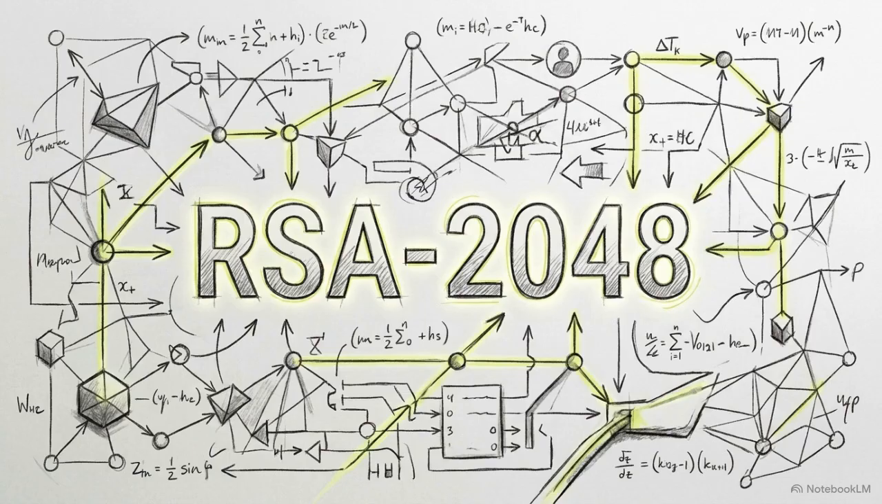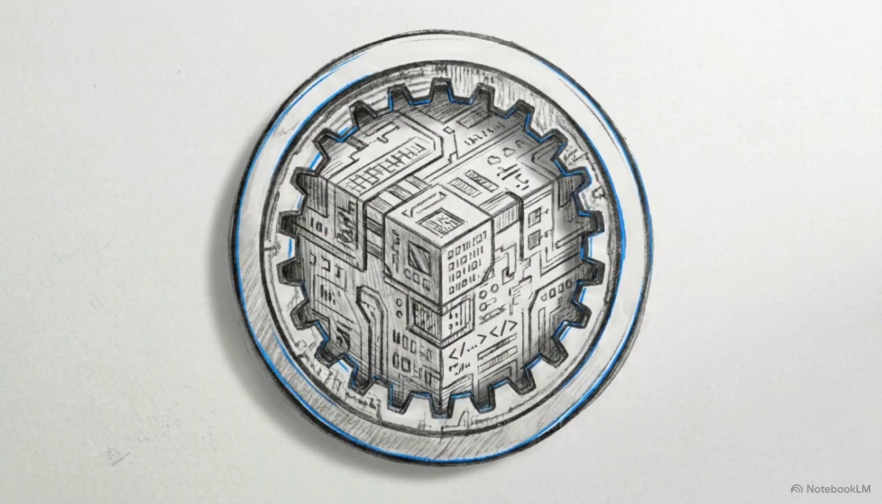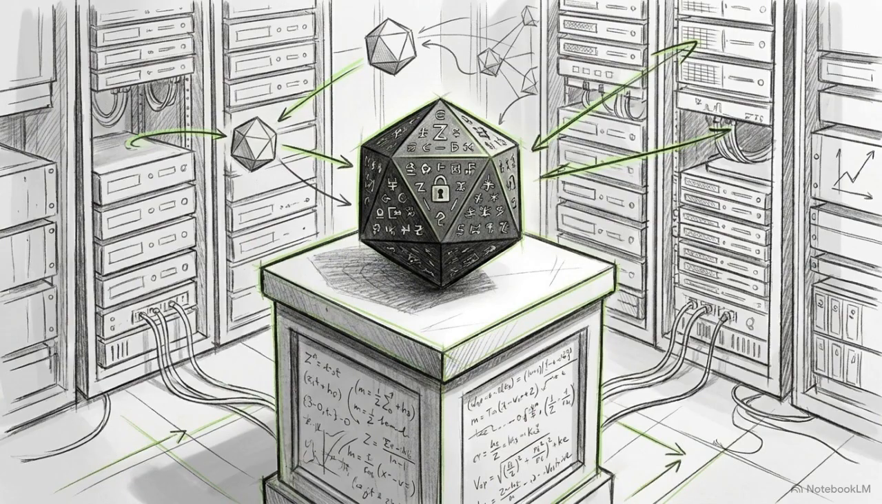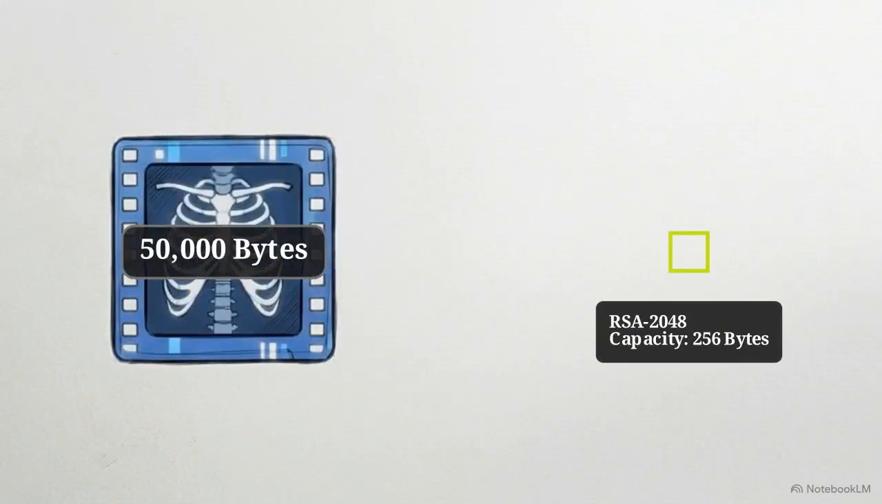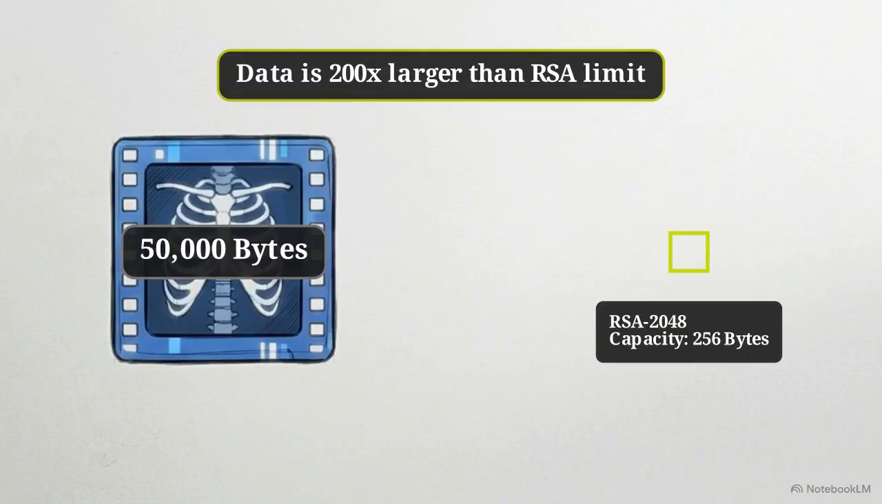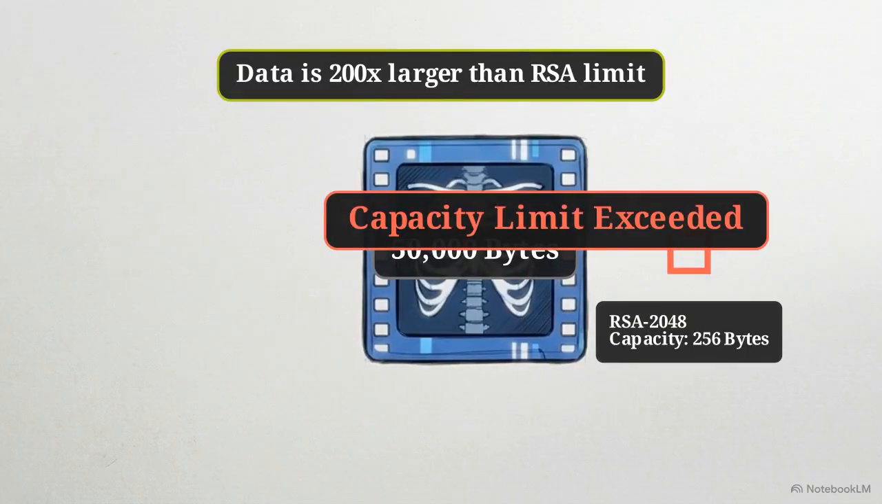To solve for key distribution, we introduce a second algorithm, RSA 2048, an asymmetric encryption system. This utilizes a public and private key pair. The public key is shared to encrypt data, but only the mathematically linked private key, held only by the server, can decrypt it. The limitation is capacity. RSA 2048 is restricted to a maximum payload of 256 bytes. Our X-ray is 200 times larger. If the system attempts to encrypt the bulk image using only RSA, the math rejects the operation and transmission fails.